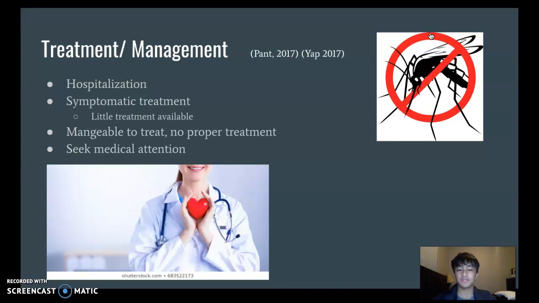The person who is infected should always be hospitalized so they can have constant supportive care and close observation. The treatment is usually symptomatic, so professionals will recommend to have constant rest, drink a lot of fluids, and to use pain relievers and medication to reduce fever.